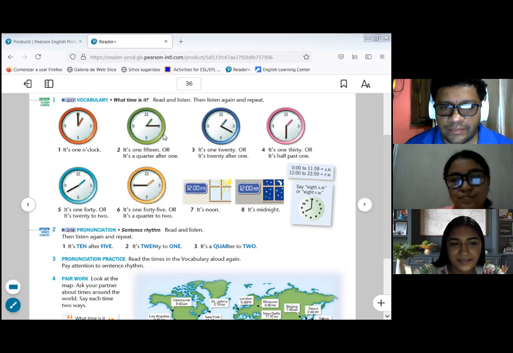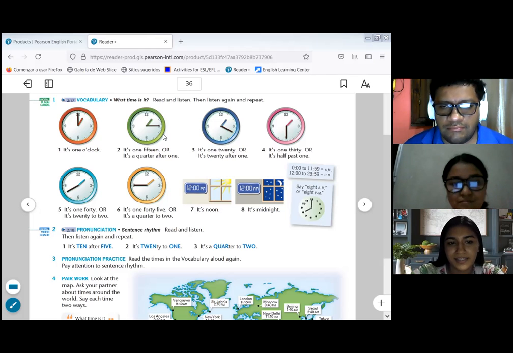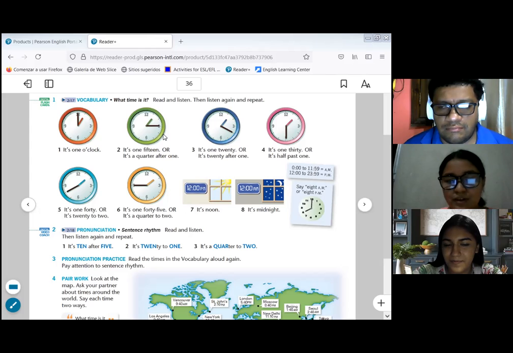What time is it on the fifth clock? It's 1:40. What time is it on the sixth clock? It's 1:45. What time is it on the seventh clock? It's noon. And on the last clock? It's midnight.